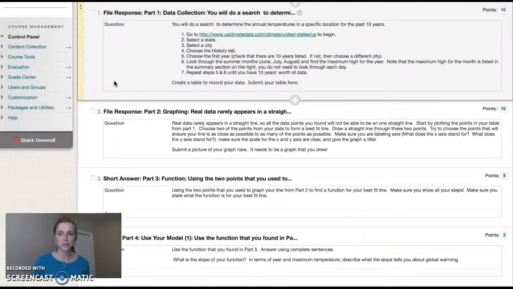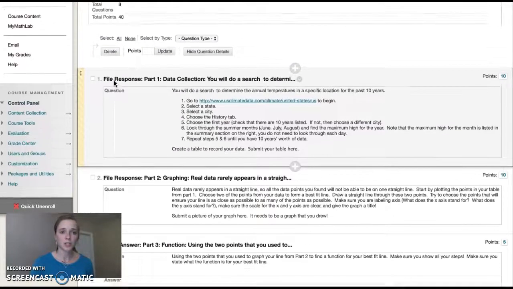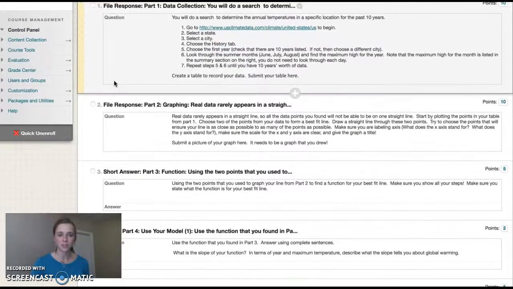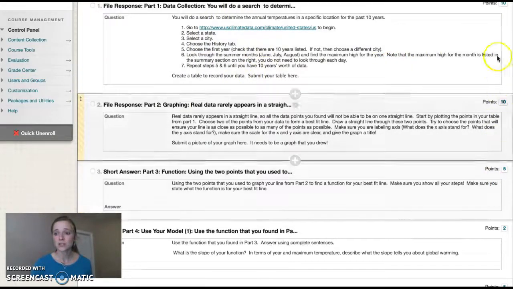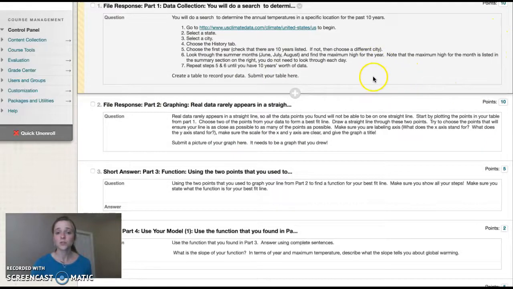I also wanted to show you what it's going to look like when you actually go to Blackboard. So when you go to Blackboard and click on the test file, you'll end up with something that looks kind of like this. It'll look a little bit different for you. This is what the editor looks like. So I went ahead and used the same exact instructions that are on the Word document, so it should look exactly the same. Notice the points are different because for the very first part I asked you to submit your table, and I felt like that took a good amount of work. So I said that that was worth 10 points.